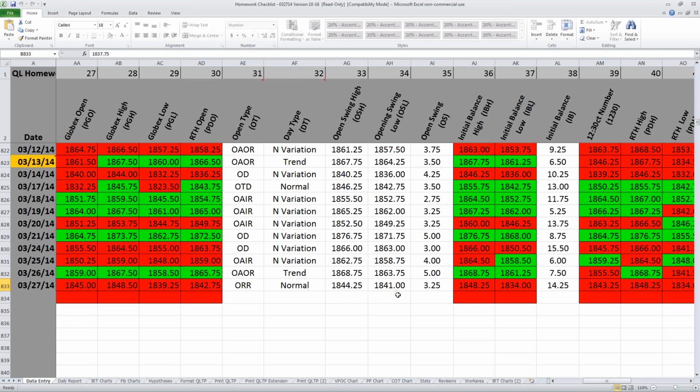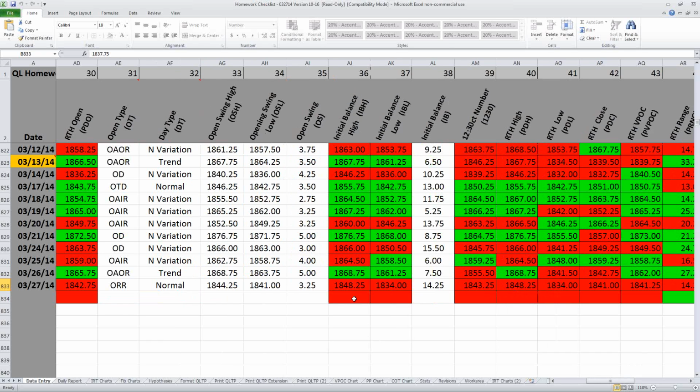Our opening swing low, 41 for a 3 1/4 point opening swing, which was giving us indication that we were going to get a rotational day, and we did get one. Our initial balance high, initial balance is simply the first hour high or low, 1848.25 to the upside, 1834 to the downside. And again, we're seeing these days where we're getting these really wide initial balances.